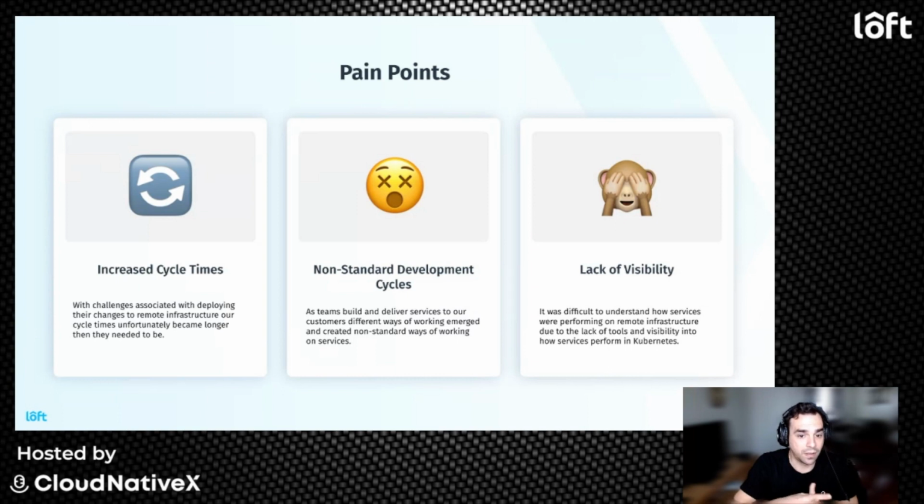The other piece is when I talk about non-standard development cycles. As the number of services that we've been developing grew, different teams had different ways of developing locally. If it was an SPA, you would use Yarn. Some teams would use npm. If it was a backend service, depending on how you get started locally, it changed.